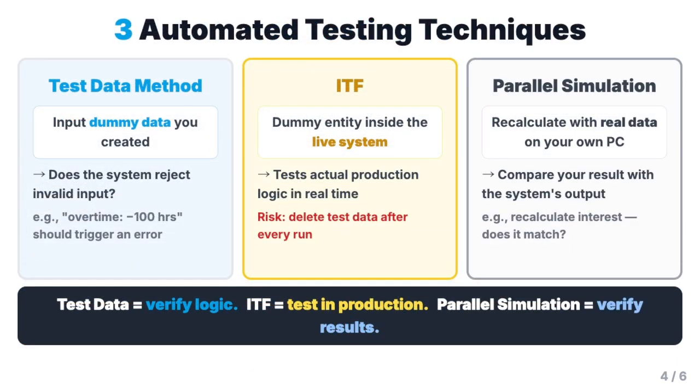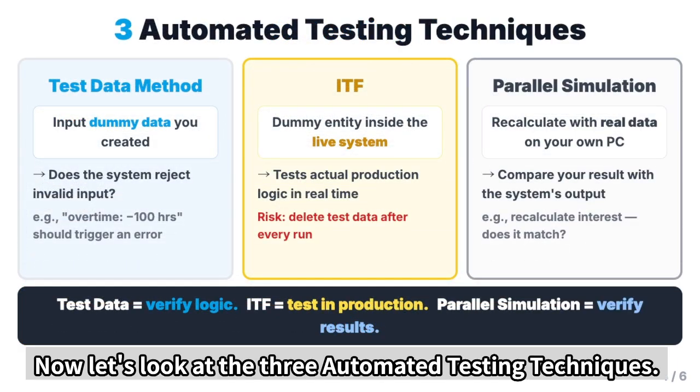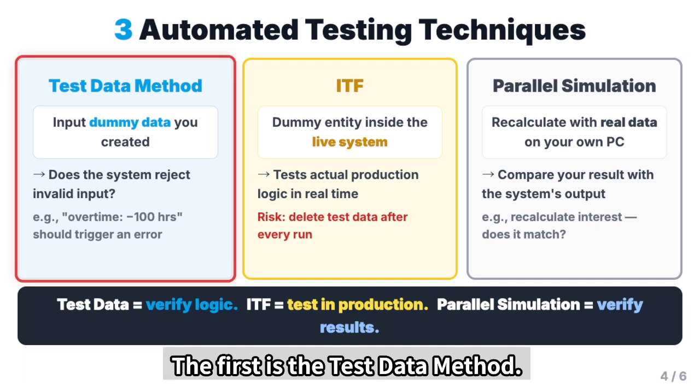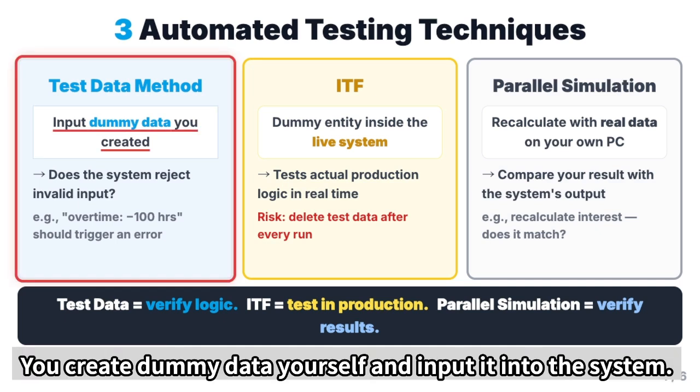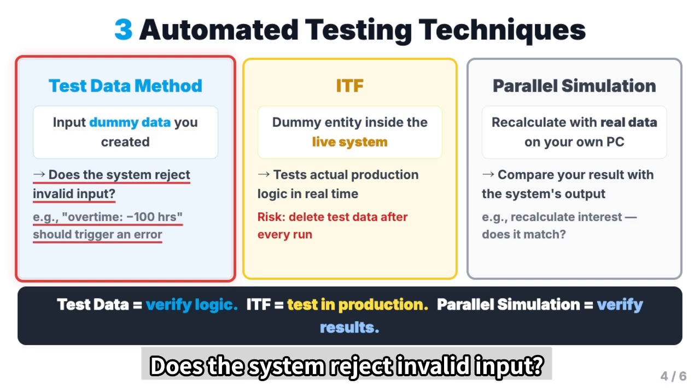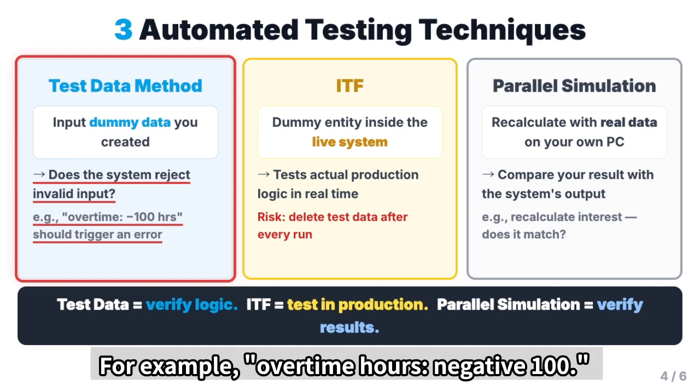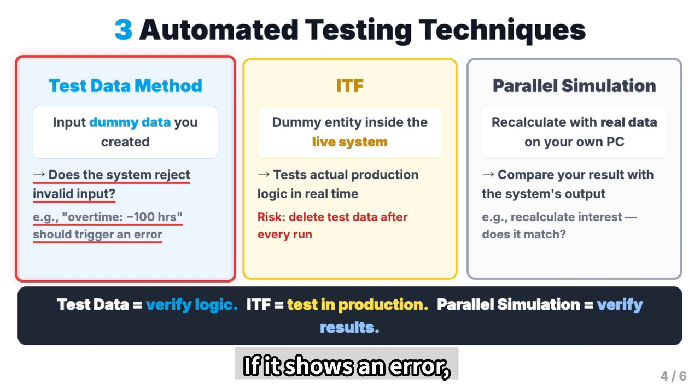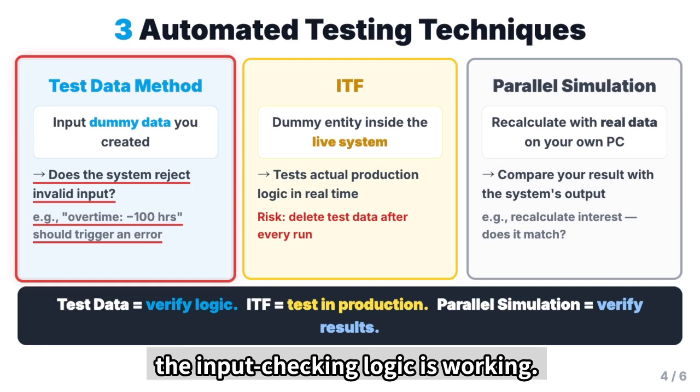3 automated testing techniques. Now, let's look at the 3 automated testing techniques. The first is the test data method. You create dummy data yourself and input it into the system. Does the system reject invalid input? For example, overtime hours -100. If it shows an error, the input checking logic is working.